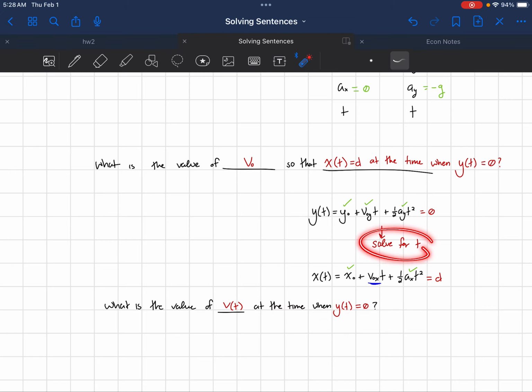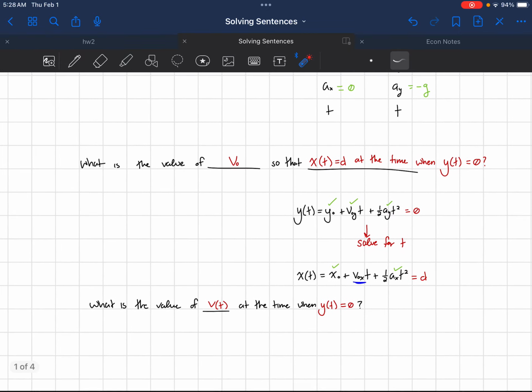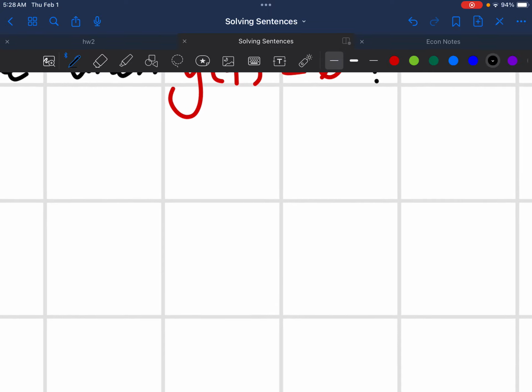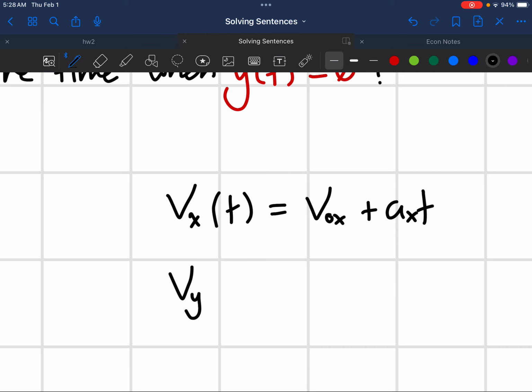Before, I would have solved for it up here and then plugged in down here. So now I can use that same time, the time that he has landed, and plug that into v of t. I have to set up my v of t equations because I'll have to solve for my vx and my vy independently and then combine them back together. So my vx of t is v naught x plus ax t. Vy of t is v naught y plus ay t.